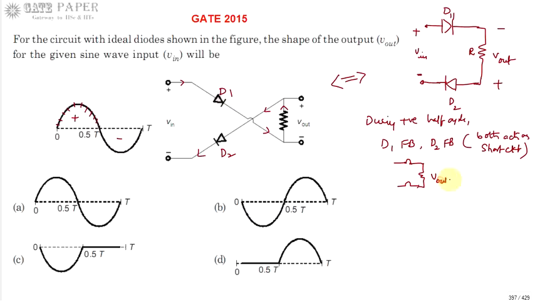But V out is plus minus, and V in is given as plus minus. So if you write the KVL, or otherwise by looking at the polarity itself, you can say V out is equal to minus V in. So if V in is the positive half cycle, you will get the negative half cycle.